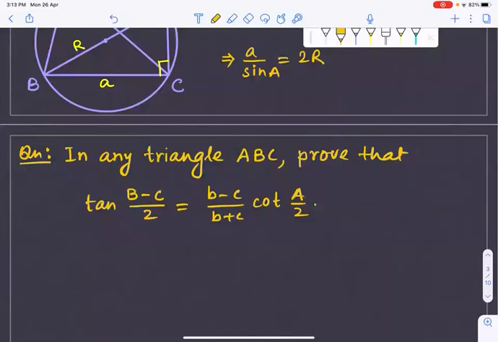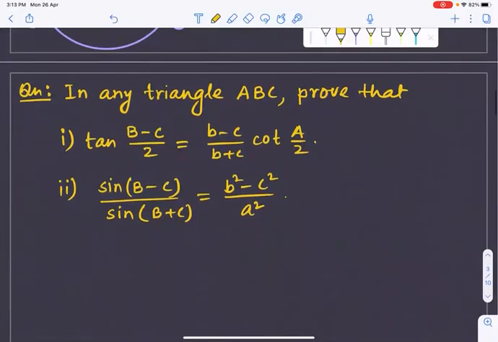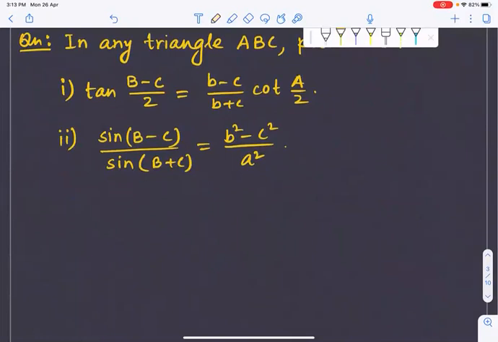This is part 1. And for part 2, we take another question here. That is sine of (B minus C) divided by sine of (B plus C) is equal to (b square minus c square) divided by a square. This is what we have to prove. So there are two questions you have to prove here. Let us try to solve the first one first.